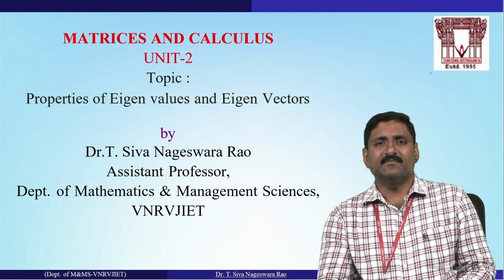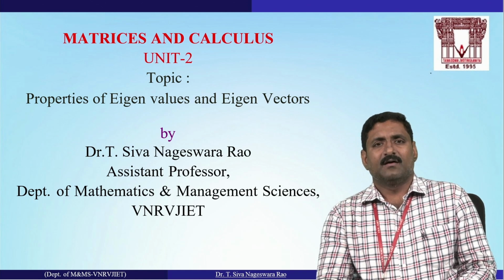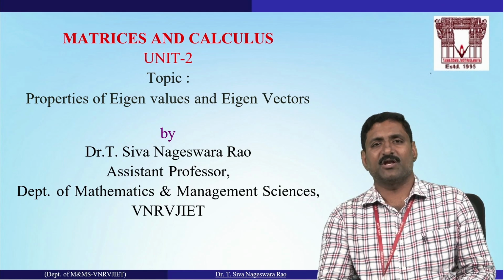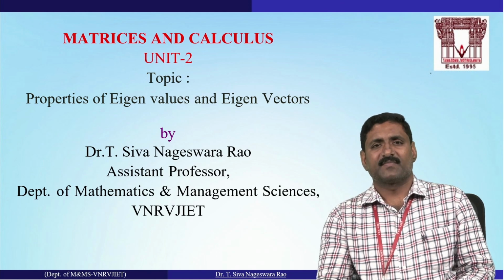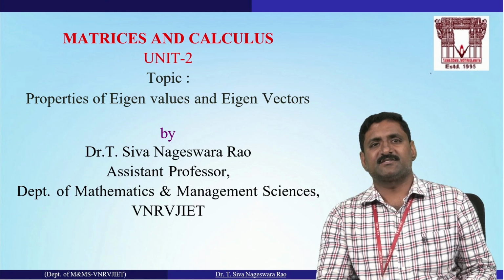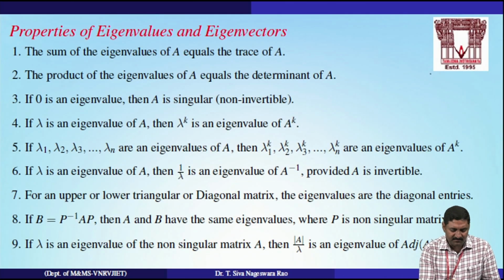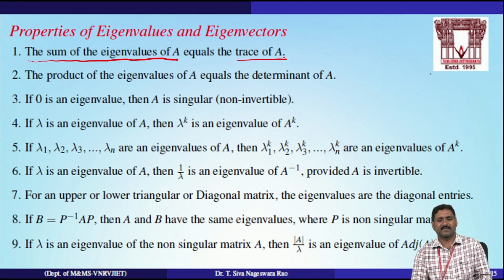In the previous lecture, I explained verification of the Cayley-Hamilton theorem, how to find the power of a matrix and the inverse of a matrix, and simplification of a matrix polynomial using the Cayley-Hamilton theorem. Now I am going to explain properties of eigenvalues and eigenvectors. The first property is the sum of the eigenvalues of capital A is equal to the trace of capital A.